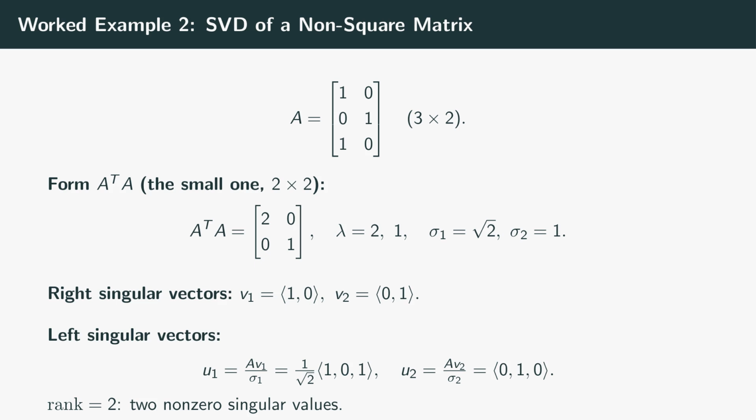To get the left singular vectors, push each right singular vector through A and divide by its singular value. The first gives 1 over root 2 times the vector (1, 0, 1), living up in 3-dimensional space. The second gives the vector (0, 1, 0). Notice the left singular vectors live in the 3-dimensional output space, and the right singular vectors live in the 2-dimensional input space. They are allowed to live in different spaces because the matrix is rectangular. Two non-zero singular values means the rank is 2. The recipe never changed, only the shapes did.